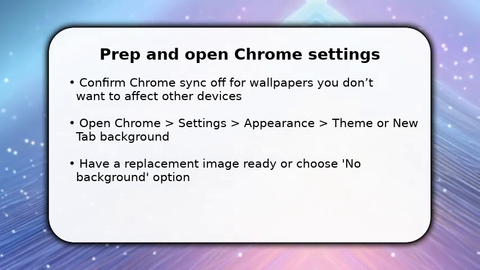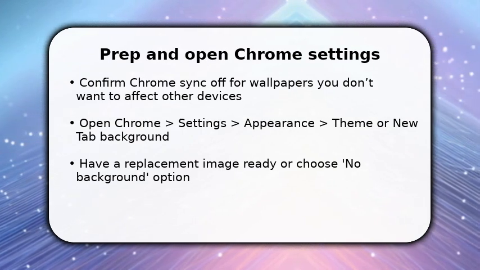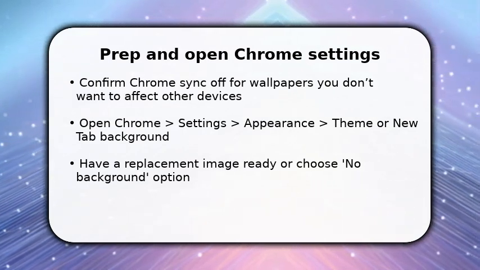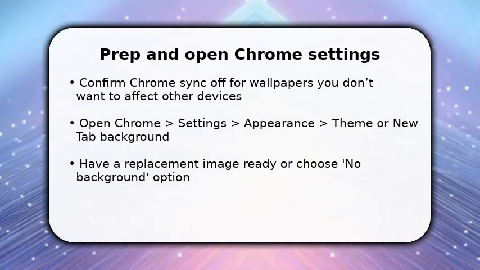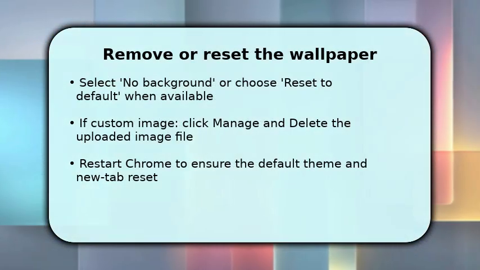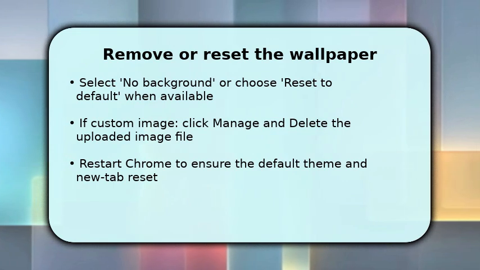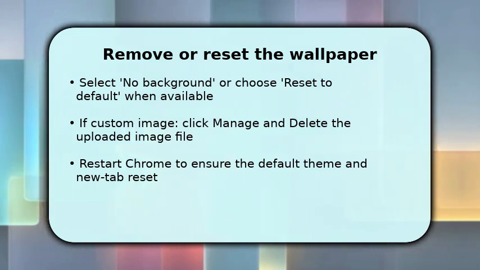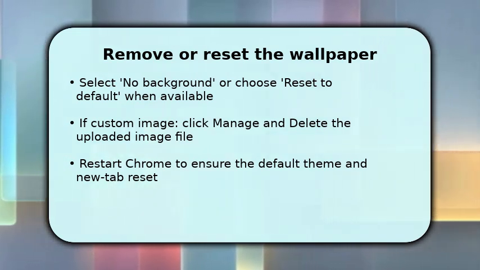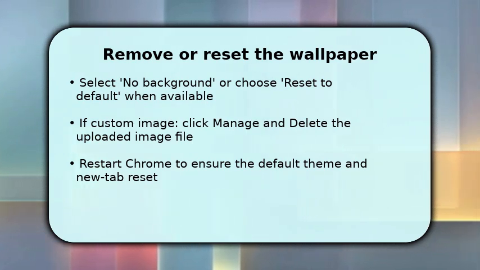Now, proceed to the background selection. We'll remove it in the next step. You'll now remove the wallpaper itself. Choose No Background or Reset to Default to immediately revert the new tab appearance. If the wallpaper was a custom upload, click Manage or Open File and delete the specific image so Chrome can't reapply it. This clears the source.